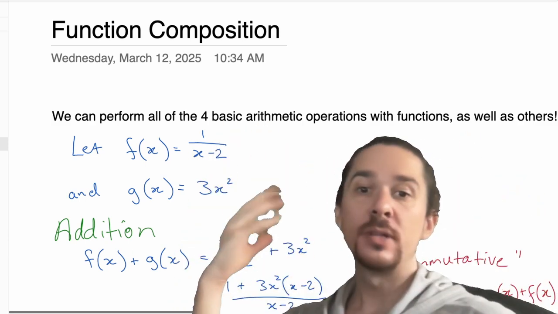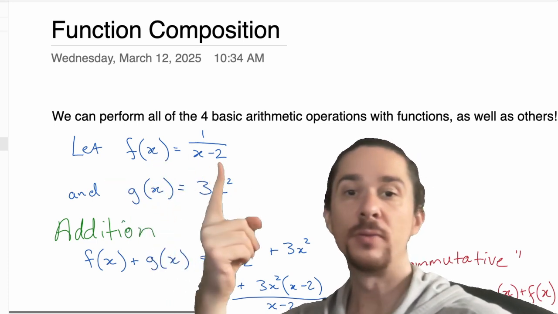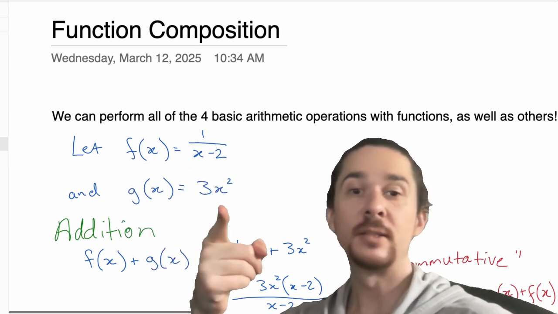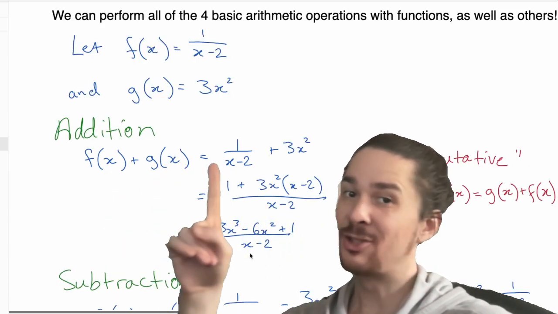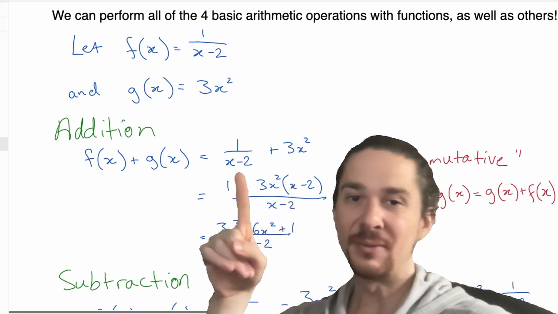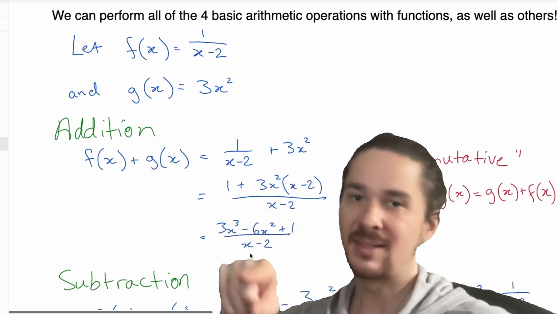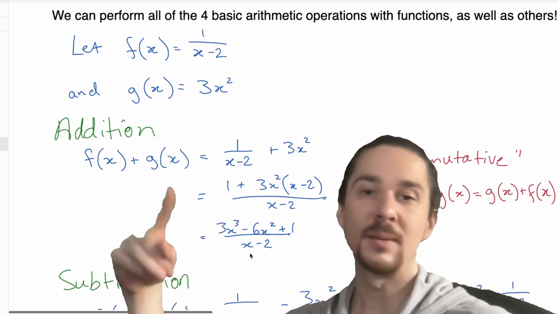So in order to illustrate this, I've chosen 2 functions. We've got f of x is 1 over x minus 2, and g of x is 3x squared. If we're adding them, f of x plus g of x is just f of x plus g of x. Because this is a fraction, we add them like this, and we can simplify, but that's all it is. There's nothing here that is going to be new or different.